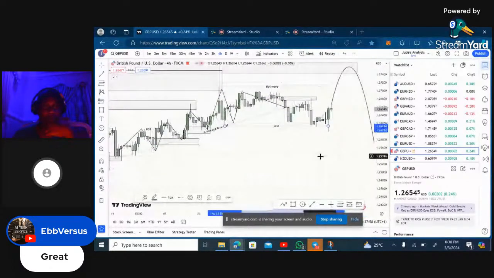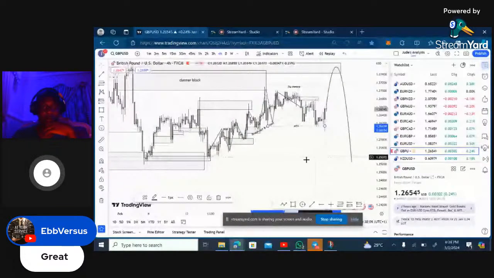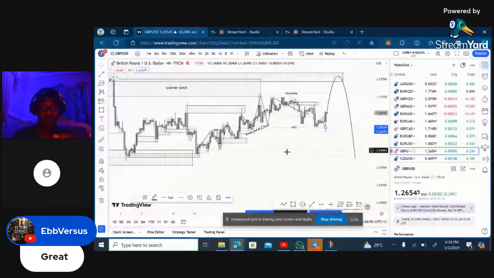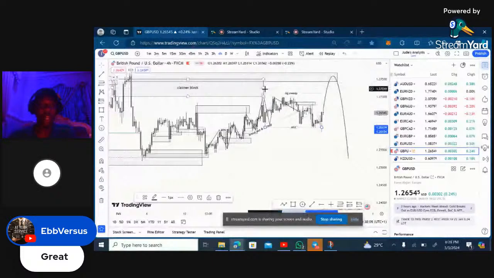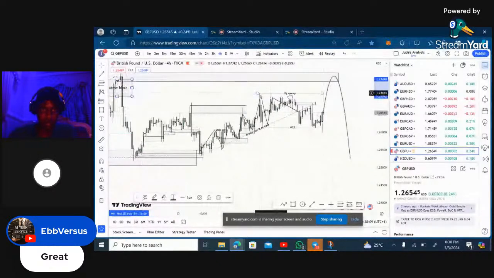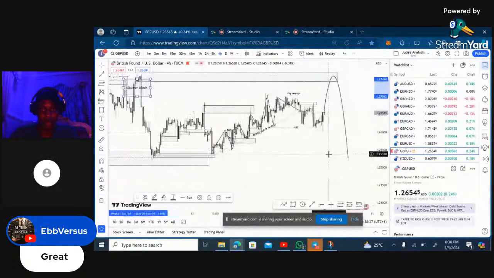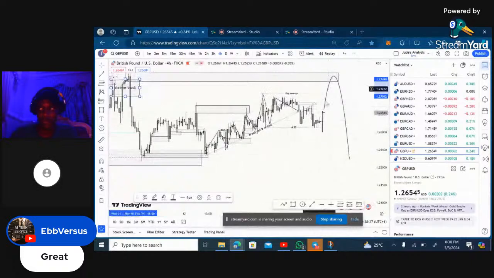But before that happens, I have a valid zone here. See this zone above this disclaimer block. I have a valid zone here above this disclaimer block. So I'm expecting the market to come and sweep all this liquidity here first before that bearish move happens. So overall, this is what I'm watching out for in this market.